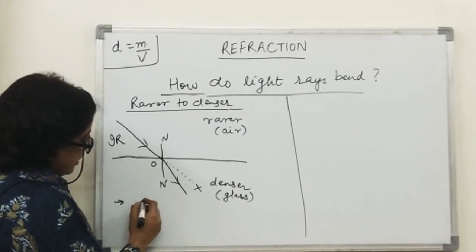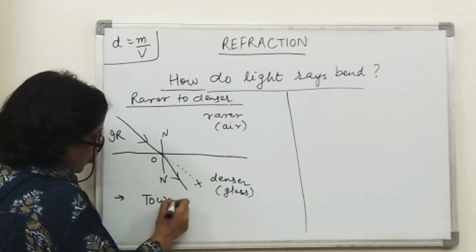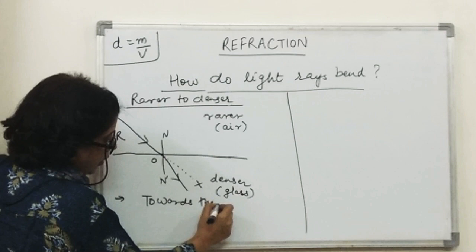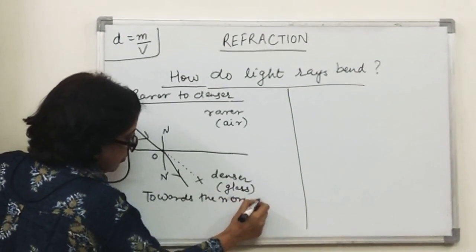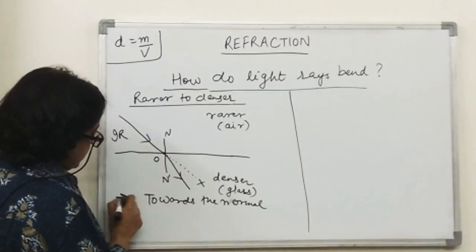So how does it bend? A ray of light bends towards the normal from rarer to denser medium. Okay? So this is one point we know.